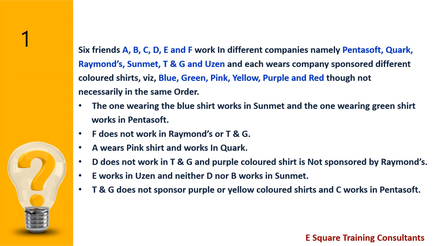So we are just going to map these 3 verticals of data. Now what do I call verticals of data? Here, all these A, B, C, D, E and F are 6 different people, isn't it? Let us consider these alphabets as their names. So this is the first vertical of data. And they are working in 6 different companies: Pentasoft, Quark, Raymond's, Sunmet, TNG and Usen. So this is the second vertical of data. And the colors which they are wearing, the company sponsored colors, right from blue till red, are the third vertical of data.